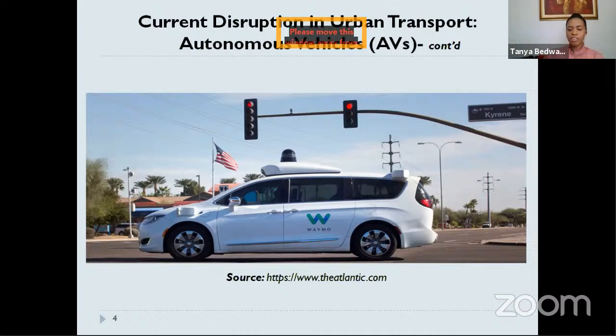And I'm sure we would have heard certainly of instances where in Arizona, for example, there was a crash and there was a fatality associated with that crash where a pedestrian was killed by an autonomous vehicle. And this had created some amount of setback for the development of this technology and the research, they have since moved past that.